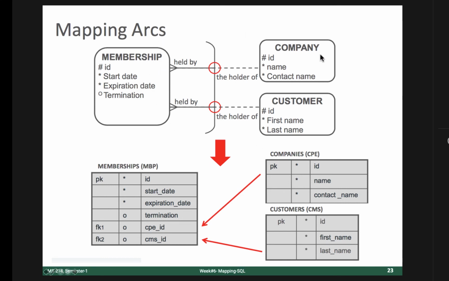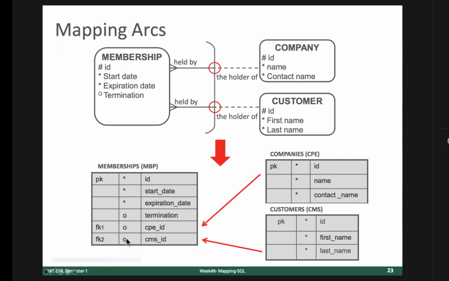So for this ERD, we have three tables, right? Three entities, so three tables. But this is an arc, and this membership must be held by a company or, because this arc is representing an exclusive or, this membership may be held or must be held by a customer. Okay. So the membership table would contain two foreign keys. One foreign key would be the primary key of this table, and the second foreign key would be the primary key of this table.